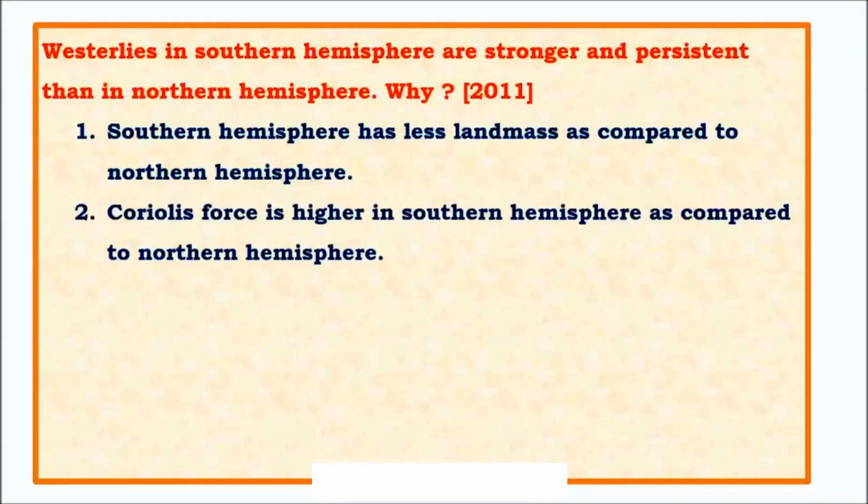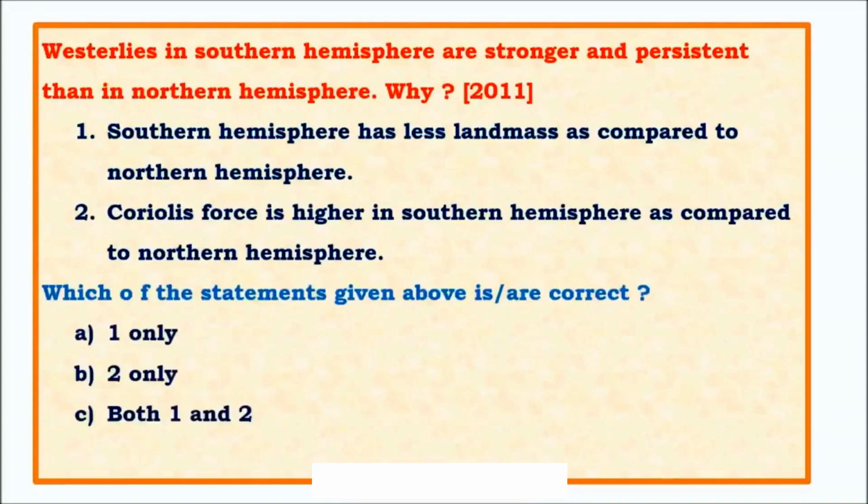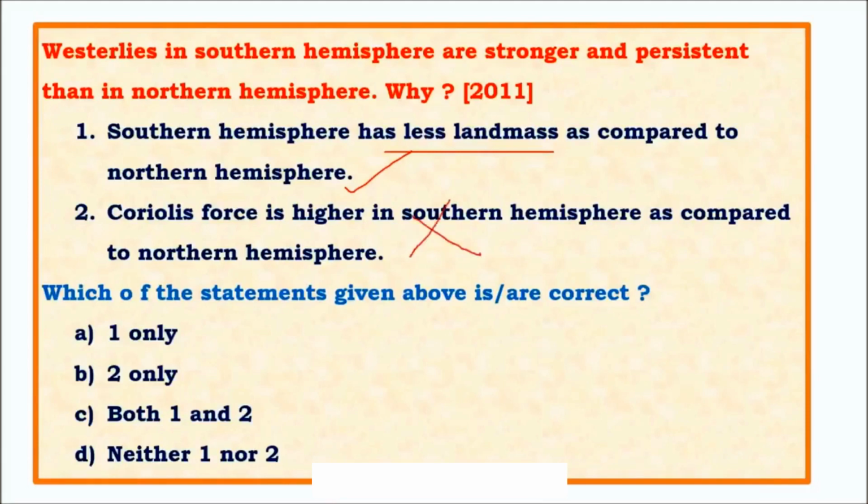Westerlies in the southern hemisphere are stronger and more persistent than in the northern hemisphere. Why? We have seen that in the southern hemisphere, westerlies are stronger because of the absence of land mass. There is less land mass as compared to the northern hemisphere. So the first point is correct. The Coriolis force is higher in the southern hemisphere as compared to the northern hemisphere. We have seen that Coriolis force is an apparent force which is independent of region. It only depends on rotational effect. Rotation in both the southern and northern hemispheres is the same. Hence the Coriolis force will be the same. So this point is wrong. So the answer is only 1.